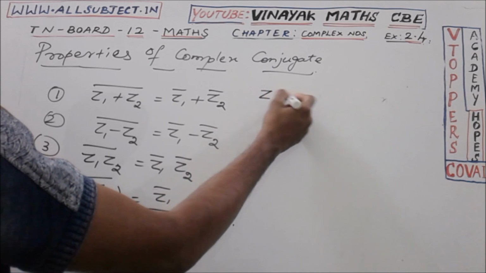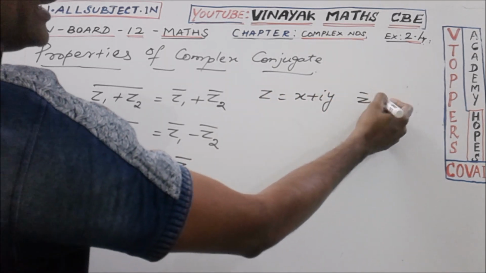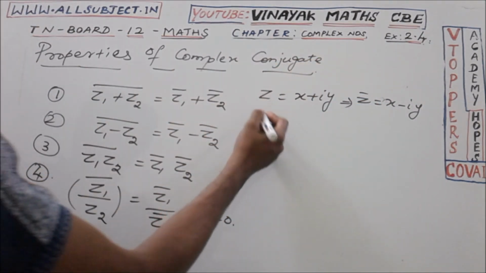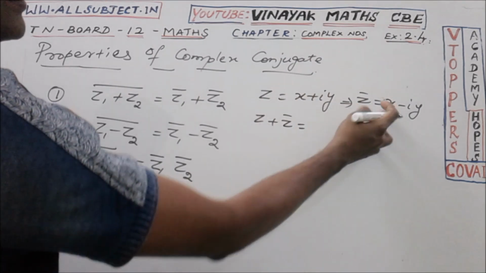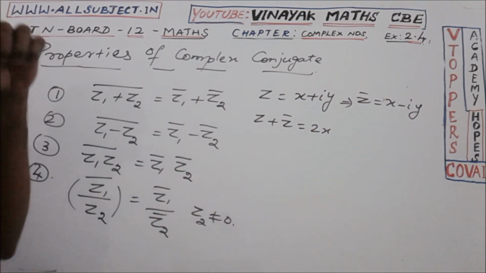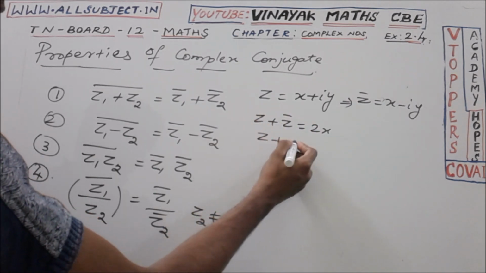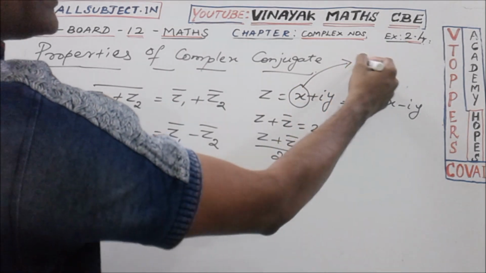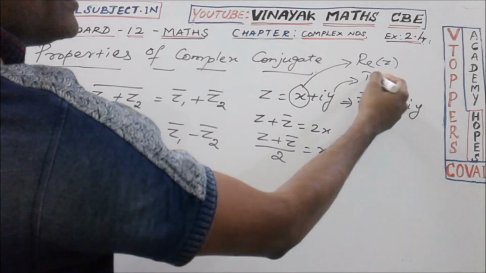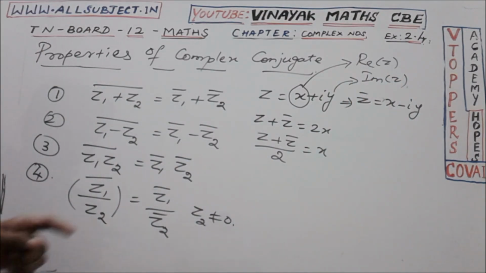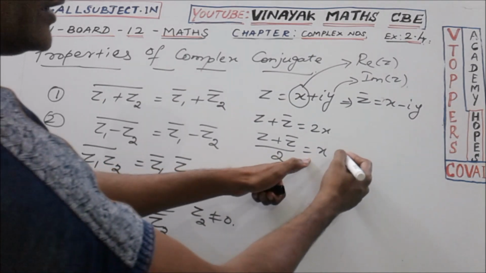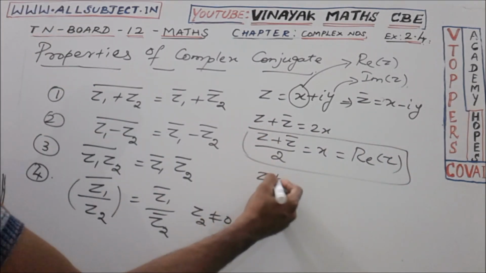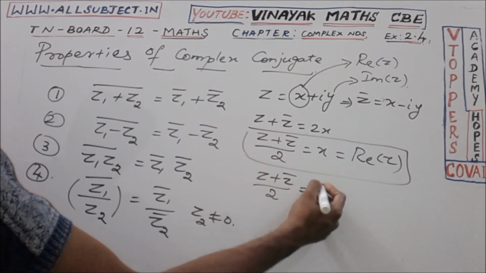First one, let Z equal to x plus iy and Z bar equal to x minus iy. Now adding these two values, Z plus Z bar equal to x plus x, 2x; iy minus iy gets cancelled. Now dividing it by 2, Z plus Z bar divided by 2 equal to x. In Z, x is known as the real part of Z, Re of Z, and y is known as the imaginary part of Z, Im of Z. So Z plus Z bar by 2 equal to x, that is equal to the real part of Z.